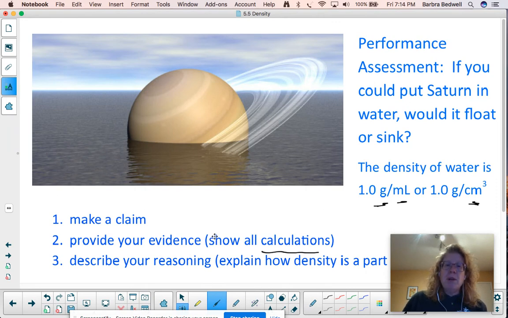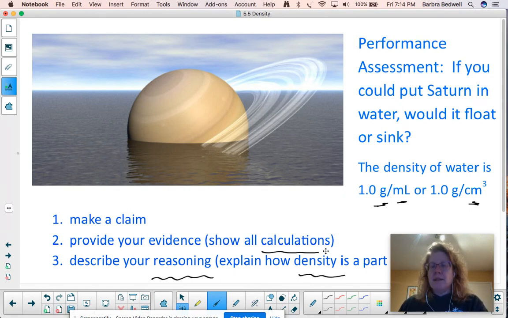So show me what you think the density of Saturn is. And again, if you want to go look up the density of Saturn and check your work, go for it. That's fine. But I need to see how you got there. That's providing your evidence. And then the last thing is that you're going to describe your reasoning. Remember, this is claim, evidence, reasoning. What's reasoning in this case? Reasoning is the science part. This is where you're going to talk to me about density and how we can use density. Why is it characteristic? Why is it something that we can use to apply to something like this?